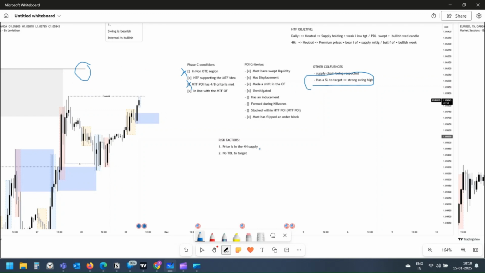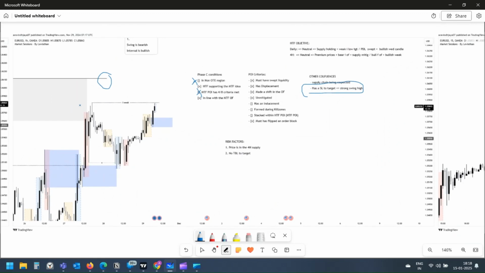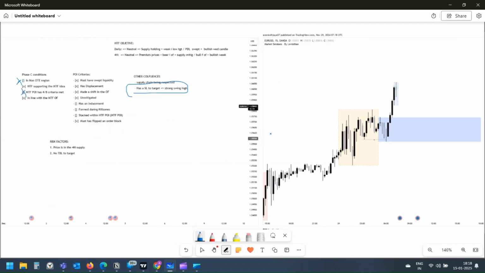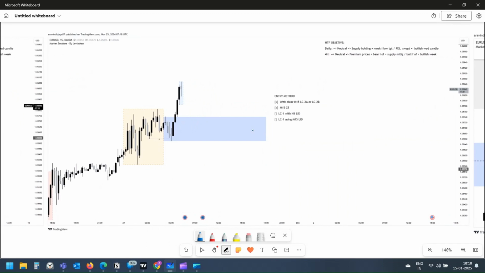And what are the other risk factors? Price is in the 4-hour supply still. The 4-hour supply can hold and push the price down at any time, and there is no time based liquidity to target except this previous day's high. So what is the entry method? There is no inducement, so the only thing that I can do is wait for a pullback inducement to occur, or wait for the price to do a confirmation entry and then take the trade using the mitigation candle.